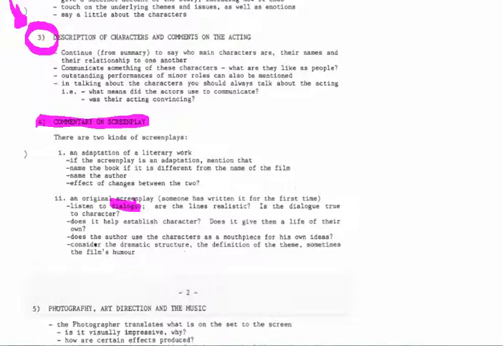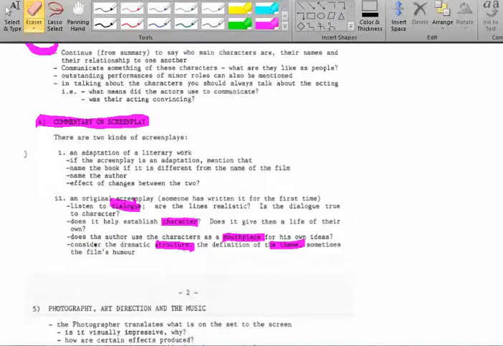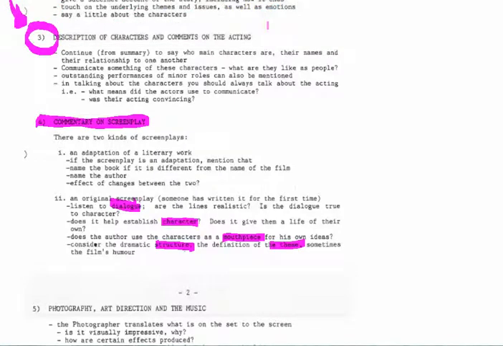Talk about, is it establishing character? Is the author using characters as a mouthpiece? Consider the structure, themes, and humour sometimes. Now this bit here, I don't know how I feel about that. But definitely talking about structure and theme is a good idea. Again, this one could be taken up and interspersed in your summary.